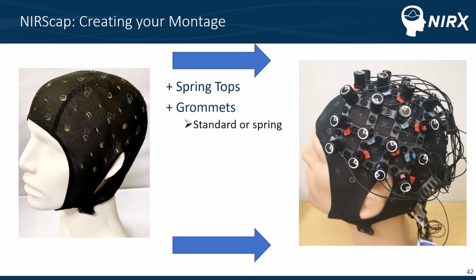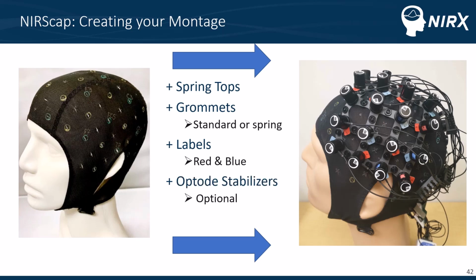Grommets, standard or spring. So these are going to be either plastic or rubber pieces that are circular. They are embedded in the cap, and they then hold the probe in place in that position in the cap. Labels, red and blue, to easily denote sources and detectors and their numbering within the montage. Optode stabilizers, which are optional.